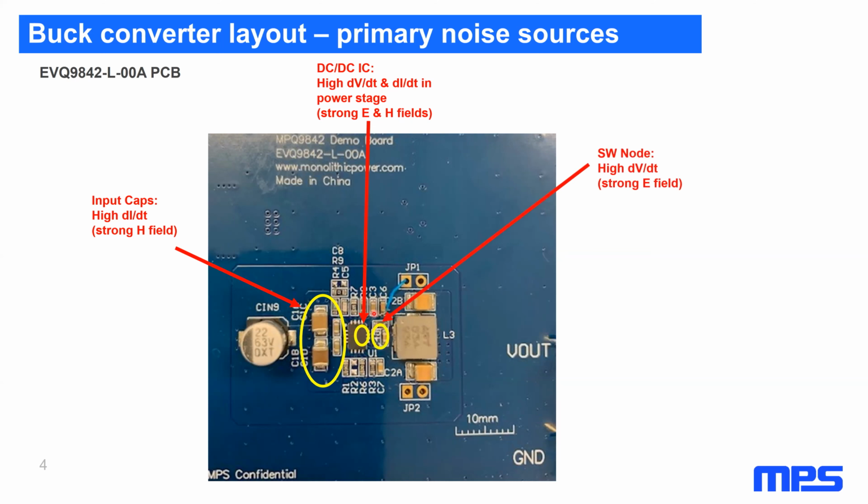At the switch node, we have high dV/dt, so we're always concerned with strong E fields coming off of this node. That's why we try to keep it as small and short as possible. And then of course our inductor, which has a very strong magnetic field, always coming off of this part, but we have to be aware that there are also strong parasitic E fields that can be generated from these parts as well.